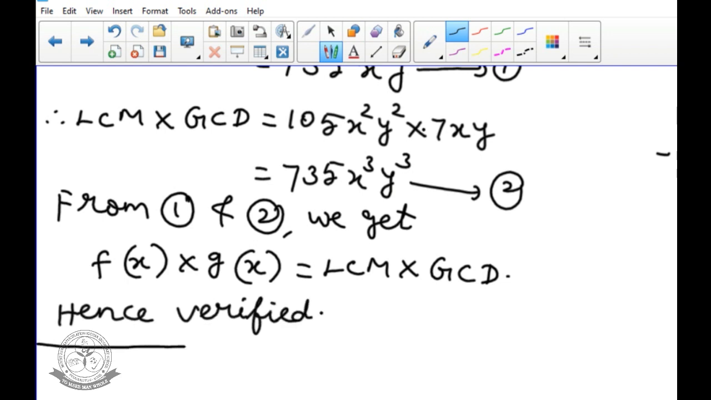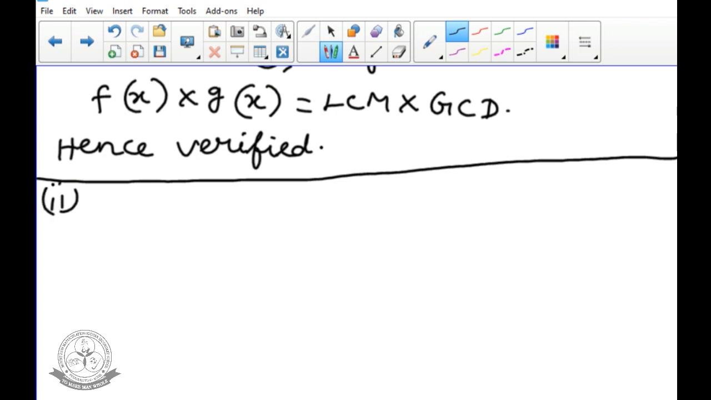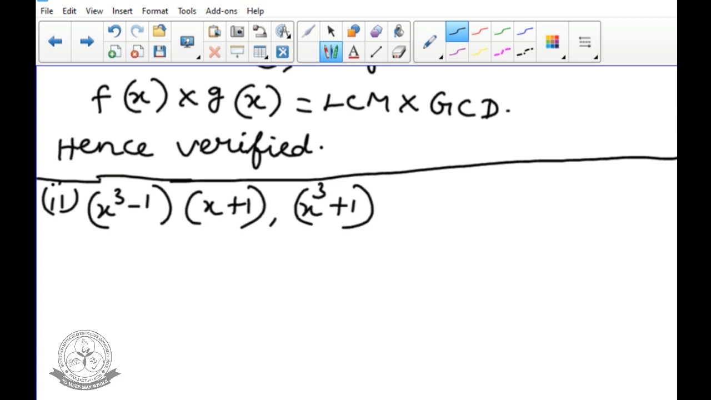Okay, the first one is over. The second subdivision, the same method. The question is x cube minus 1 into x plus 1, comma, x cube plus 1. x cube minus 1 into x plus 1 is the first term. The second one is x cube plus 1. So the same method we have to follow here.